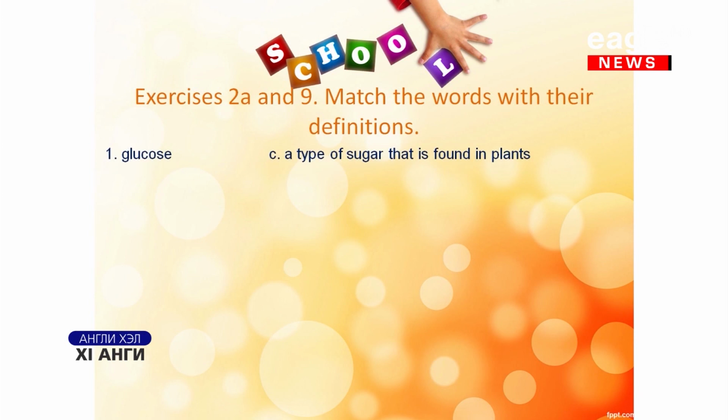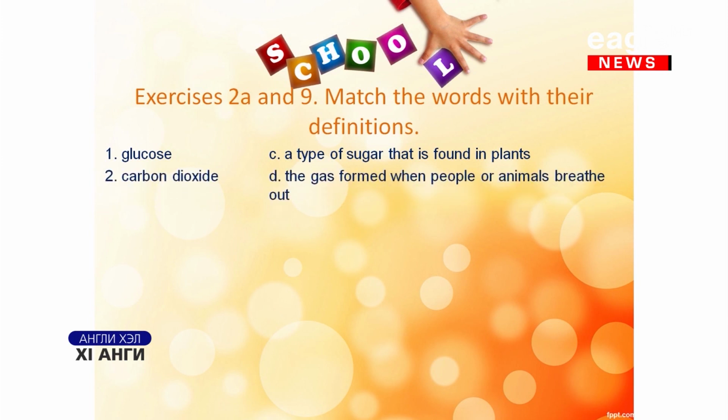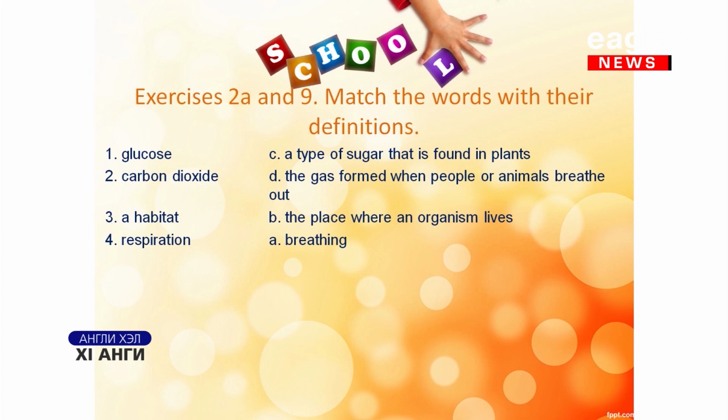First word, glucose. Answer is C, a type of sugar that's found in plants. Second, carbon dioxide. Answer is D, the gas formed when people or animals breathe out. Next word, a habitat. Answer is B, the place where an organism lives. Next word, respiration. Answer is A, breathing.